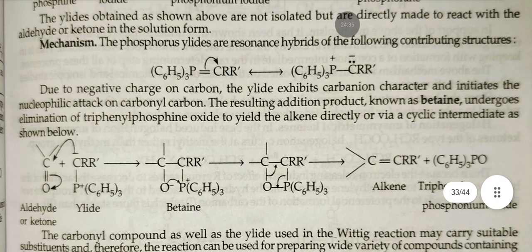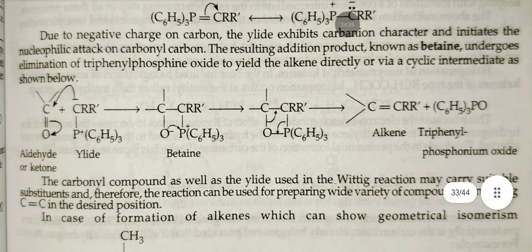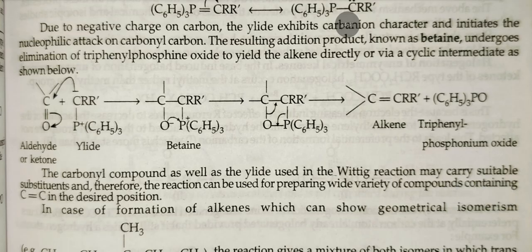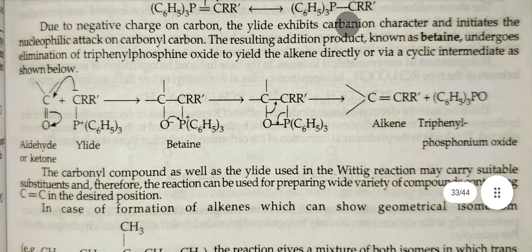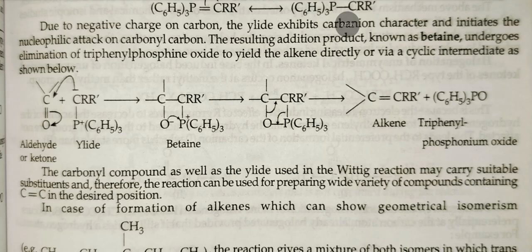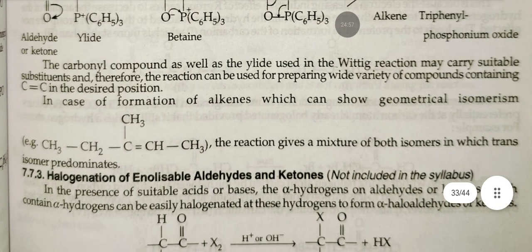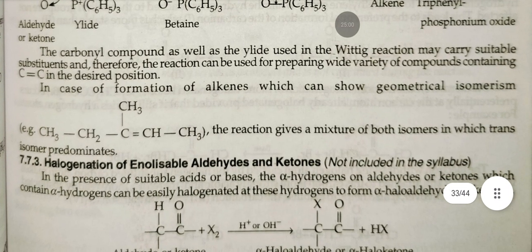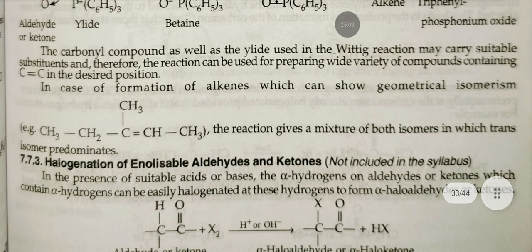The phosphorus ylide is a resonance hybrid, with a contributing structure due to negative charge on carbon. The ylide exhibits carbanion character and initiates the nucleophilic attack on the carbonyl carbon. The resulting addition product, known as betaine, undergoes elimination of triphenylphosphine oxide to yield the alkene directly or via a cyclic intermediate, as in the reaction shown below. The carbonyl compound as well as the ylide used in the Wittig reaction may carry suitable substituents, and therefore the reaction can be used for preparing a wide variety of compounds containing a C=C double bond in the desired position.